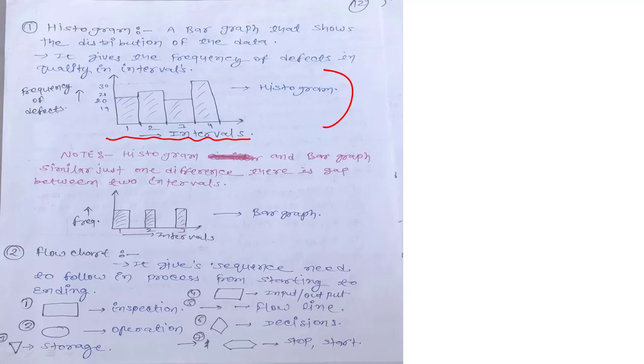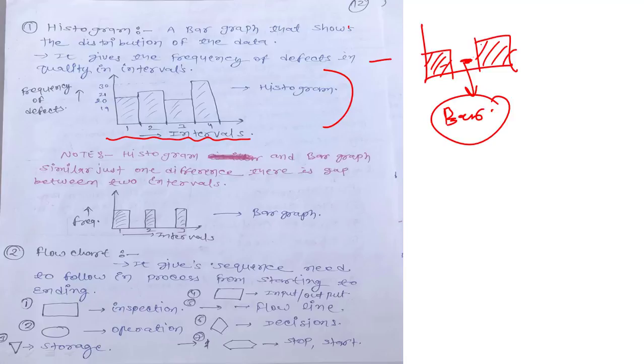First of all we will discuss the difference between a bar graph and a histogram. Whenever you have a graph like this with a gap between the bars, that is known as a bar graph. But any graph which has no gap at all is known as a histogram. So this is a histogram, and this is your bar graph.